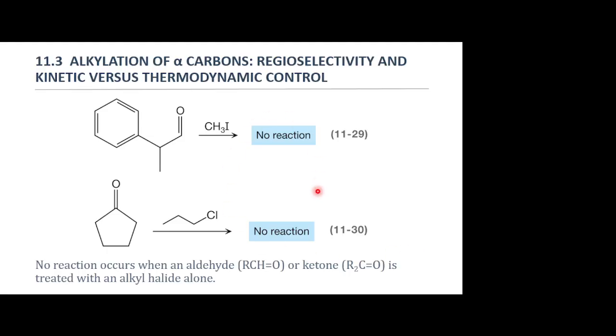Okay, so let's talk about a few more of these alkylations of these alpha carbons, some regioselectivity and kinetic versus thermodynamic control. So right here we have this carbonyl, right? And we have this iodide right here. You would think that maybe you could do something with the leaving group and attacking, but this would give no reaction right here.